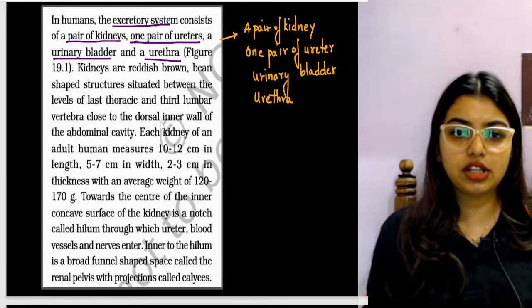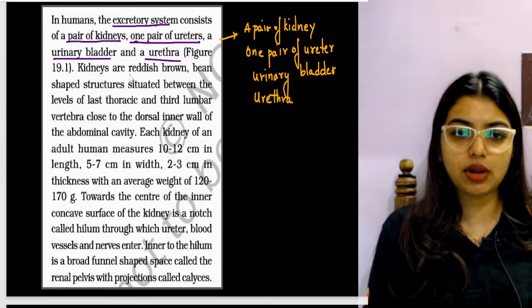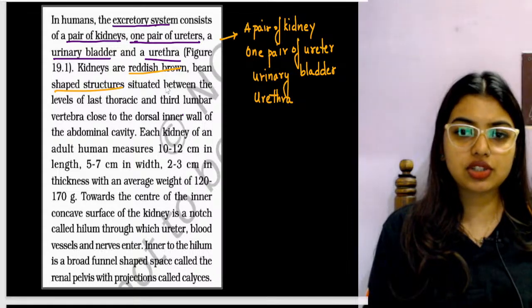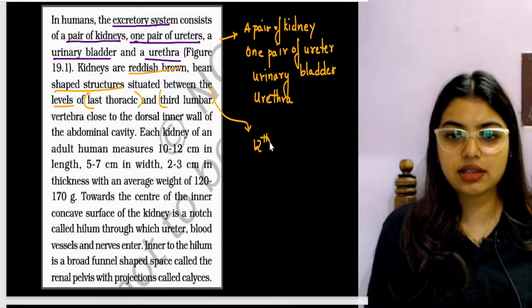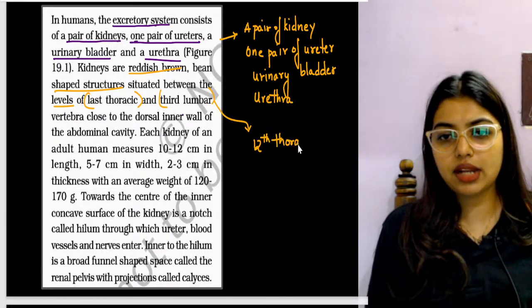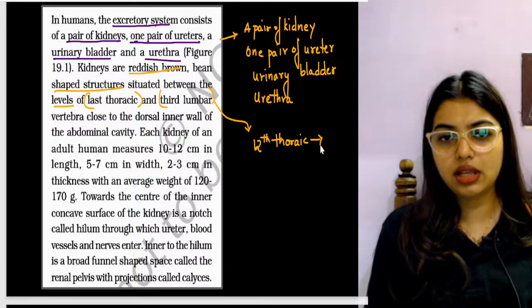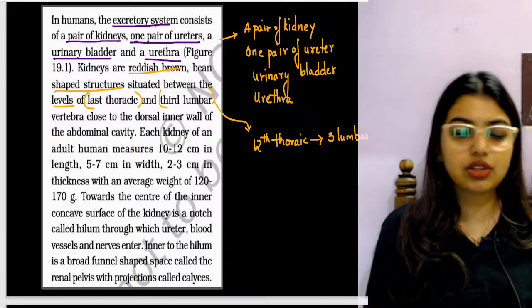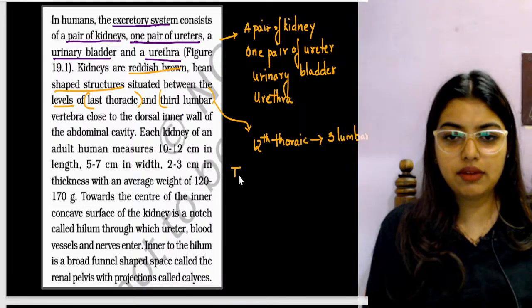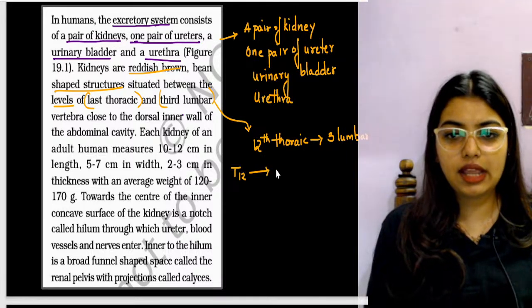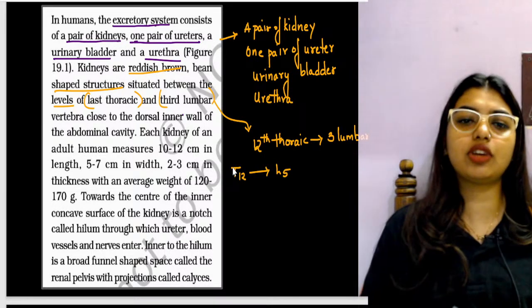Now they're talking about the kidney. Kidney is a reddish brown, bean shaped structure situated between the levels of last thoracic and third lumbar vertebra. So last thoracic means the 12th thoracic. It is extending from the 12th thoracic up to the third lumbar. How many lumbars are there, students? 5 lumbars are there. So you label it L1, L2, L3, L4. So like that, T12 to L5. This is where your kidney is going to be present.